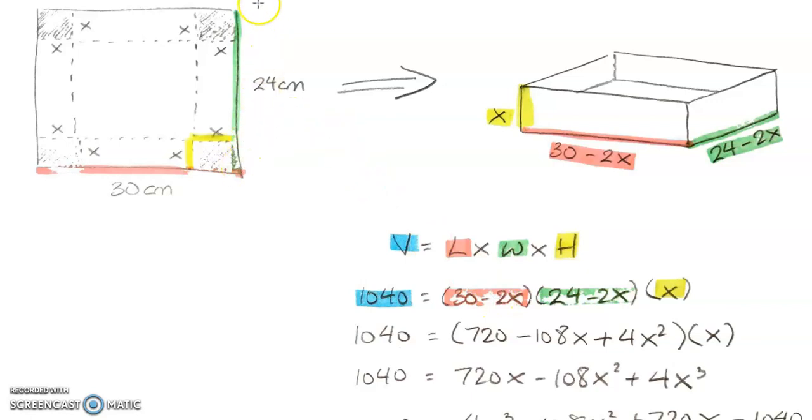We do the same thing with your width, which used to be 24, but you've now chopped off this portion and this portion. So your new fold right here, which represents the side of your box, is 24 minus 2x, which is right here. And then the height of the box, once you glue these two sides together, is going to be right here, which is just x. So that is your equation.